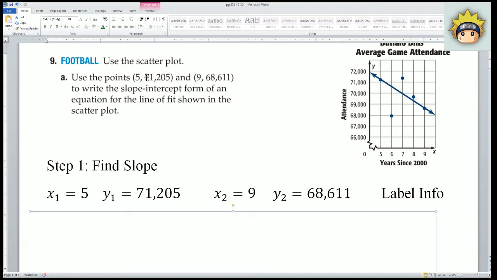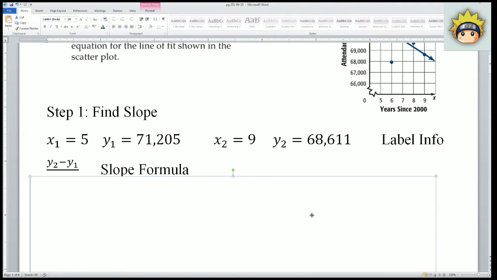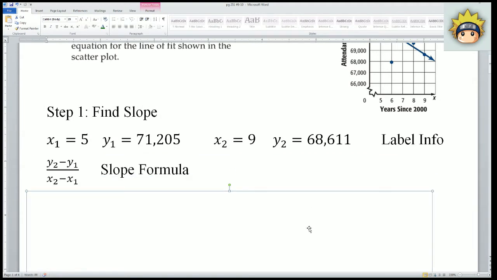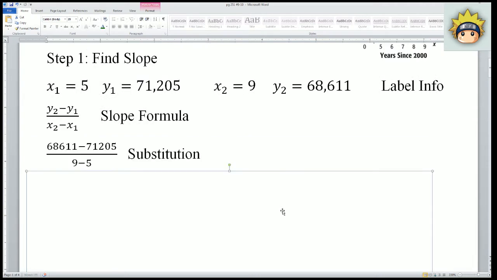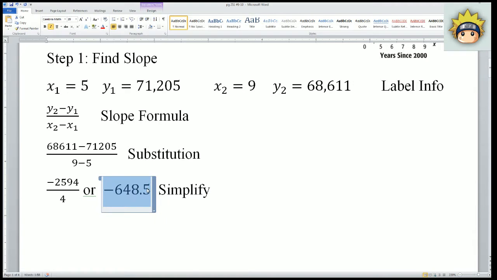This is not 71,205. No, this is 71,205. After I label my information, I use the slope formula, because I'm trying to find the slope. Make the substitution, plug that into a calculator. You should have gotten negative 2,594 over 4. For the sake of this problem, I'm going to use the decimal version. This is a very ugly slope.